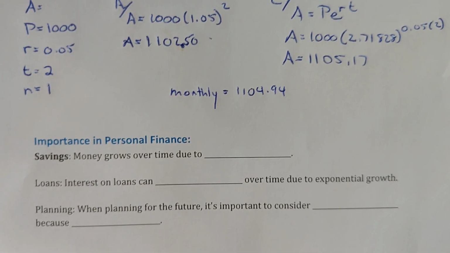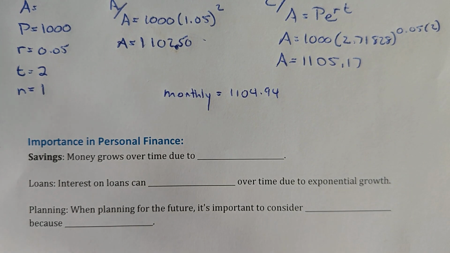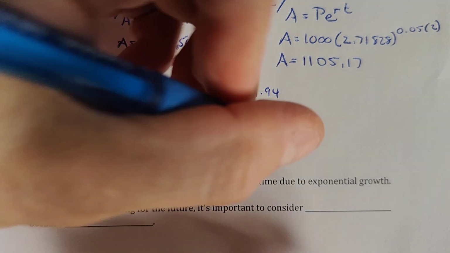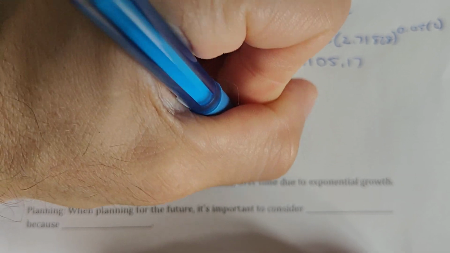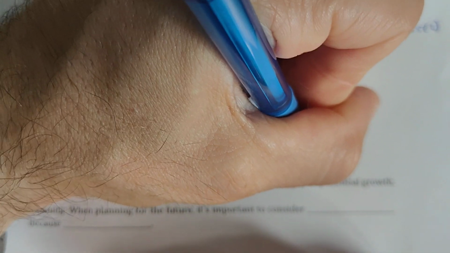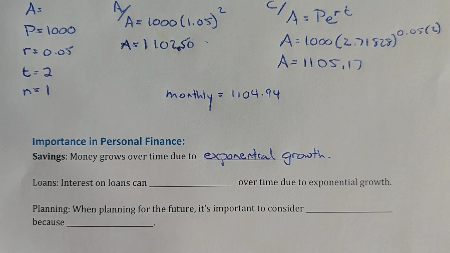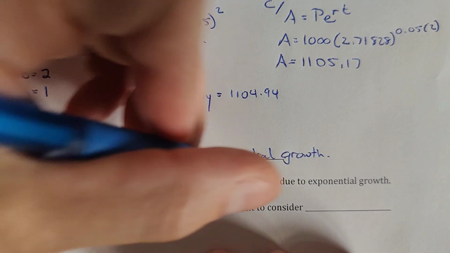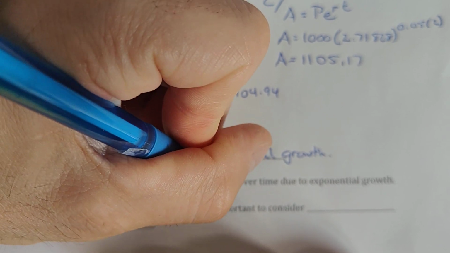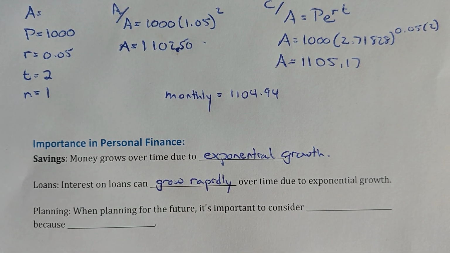Okay, so just a couple things to review. Importance in personal finance of this compounding exponential growth, and that is money grows over time due to exponential growth. So that's the compounding. That's what happens. That compounding is caused by the exponential growth. When we have loans, the interest on loans can be growing rapidly. So interest can grow rapidly over time because of that exponential growth.